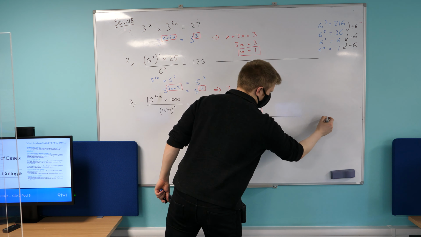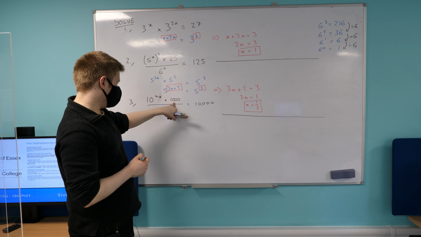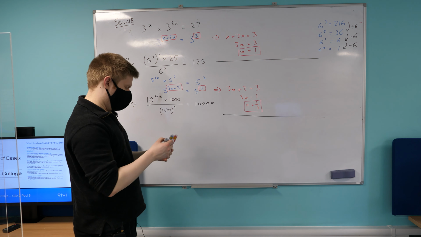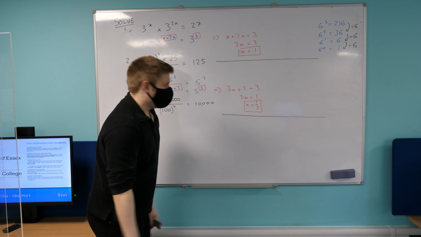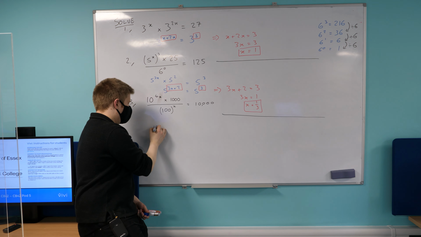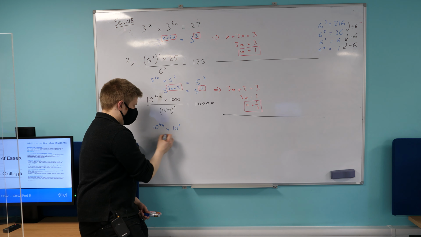Let's have a go at the last question then. So 10 to the power of 4x times by 1,000, all divided by 100 to the power of x, has got to be equal to 10,000. Where should we go? So you're looking for base 10, aren't you, here? So we can leave that alone. 10 to the 4x times by 10 to the power of 3, you said.